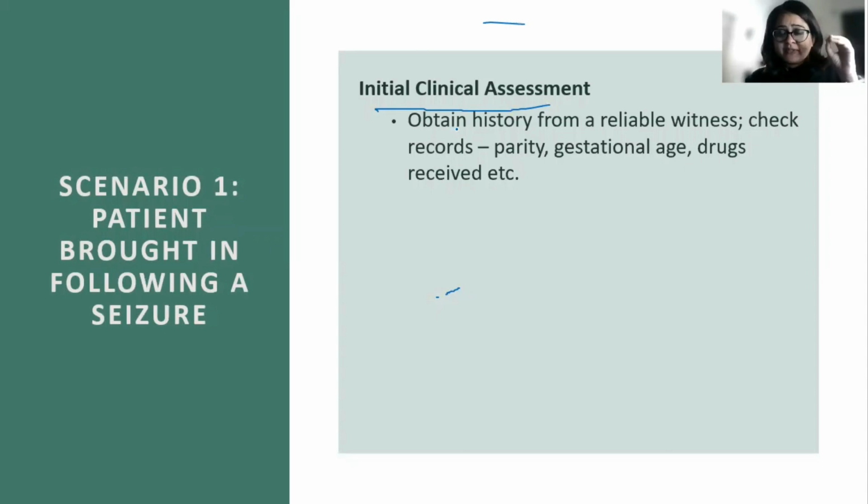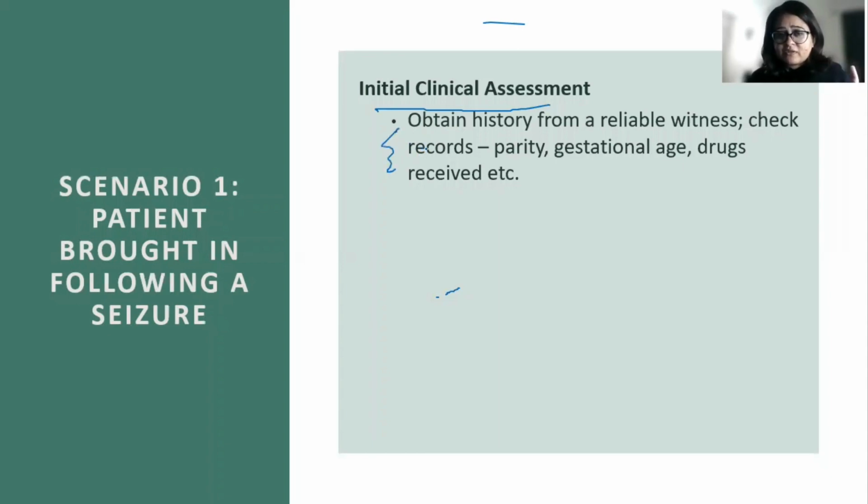There should be a person who is assigning work. For example, the senior resident in the labor room can assign an intern or a junior resident or a nurse to go and obtain a quick history from a reliable witness. When did the seizures start? How many seizures has she had? Is she on any antihypertensive drug? So check all her records.